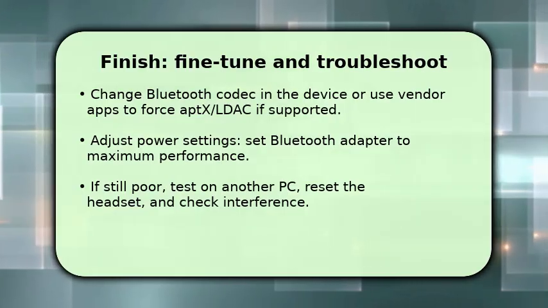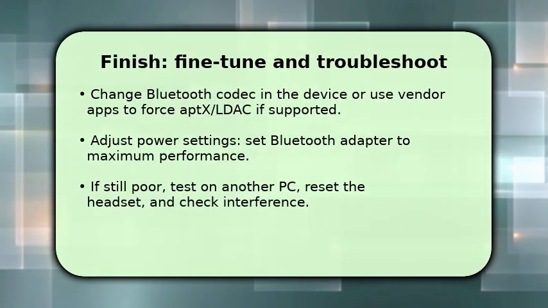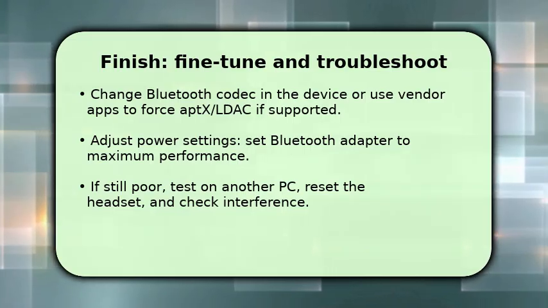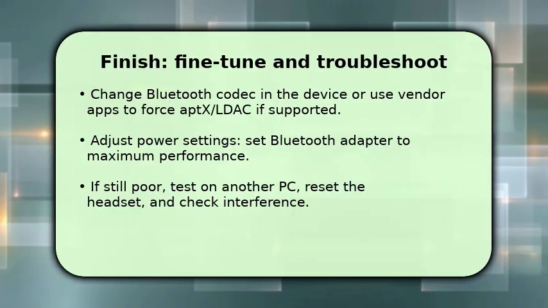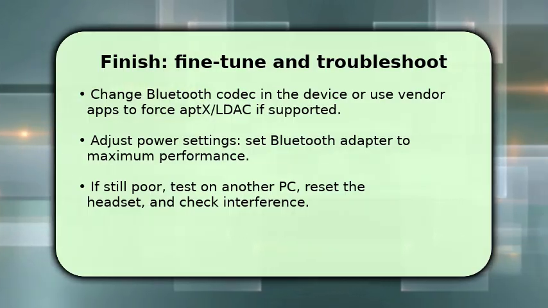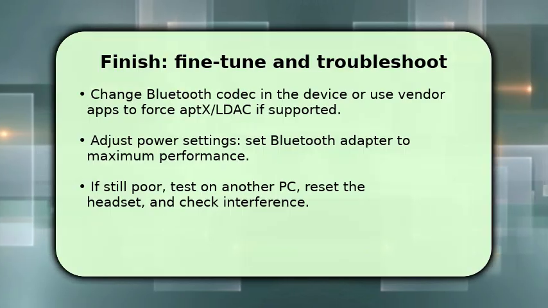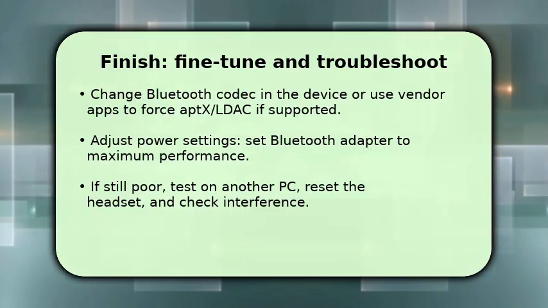for USB dongles. If audio remains poor, reset the headset, test the headset on another computer to isolate the issue, and scan for wireless interference. If none of that works, use the one-key troubleshooting tip. Repair after a full driver reinstall.